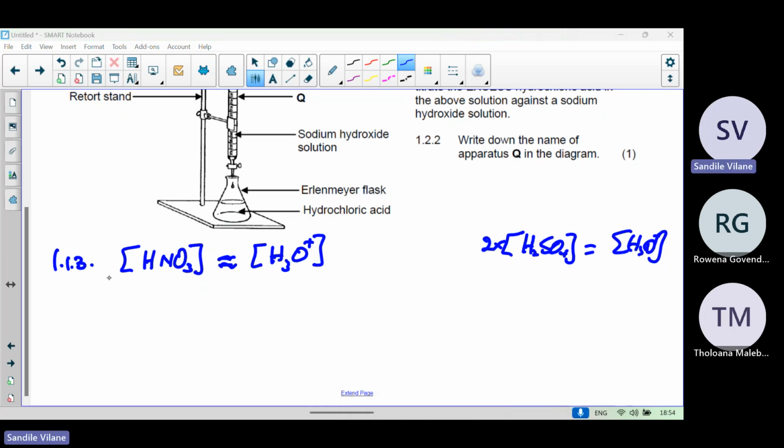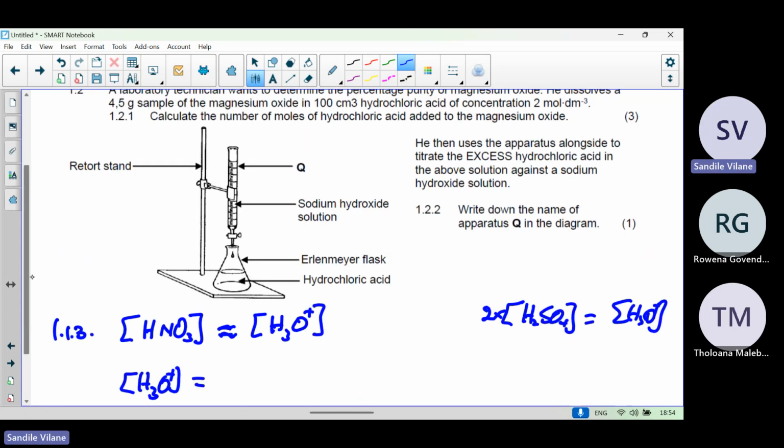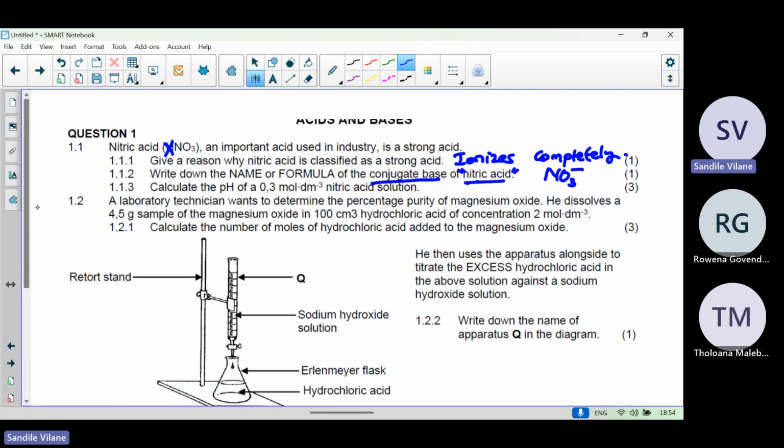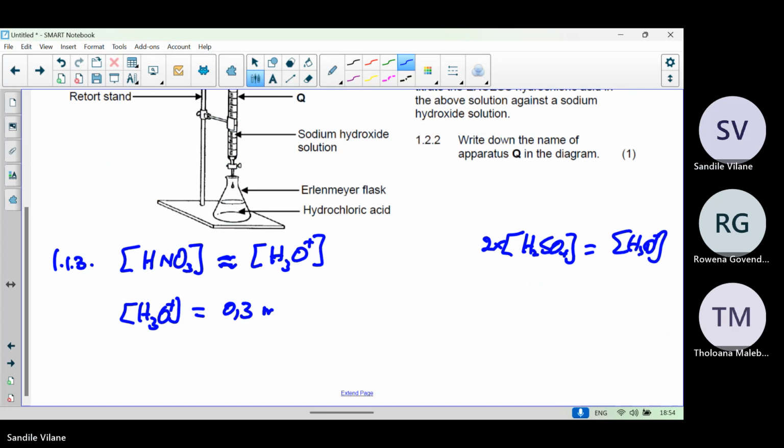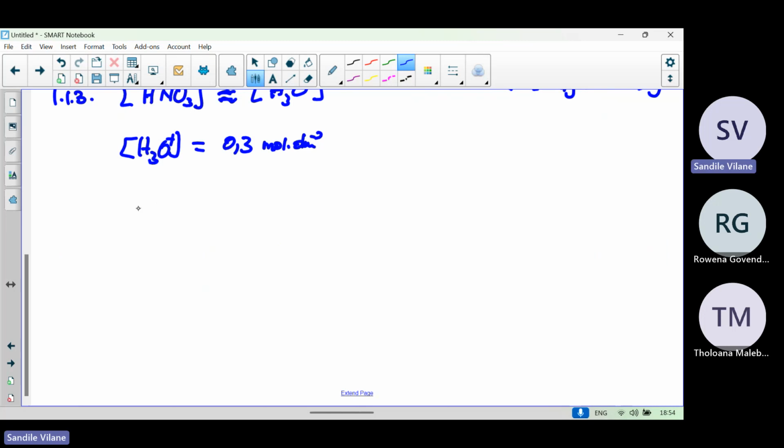Be very careful about that. So you are given this concentration. This will be exactly the same, which is 0.3 moles per cubic decimeter. Remember that pH is equal to minus the log of the concentration of the hydronium ions, H3O+ ions. So this is minus the log of 0.3. We are expecting an answer that is less than 7 because it's nitric acid, so the pH must be smaller than 7 because it's an acid. Can you guys give us the answer?